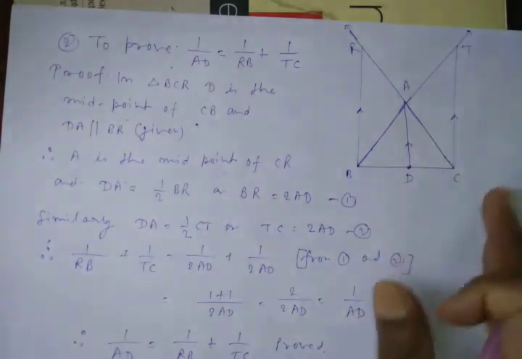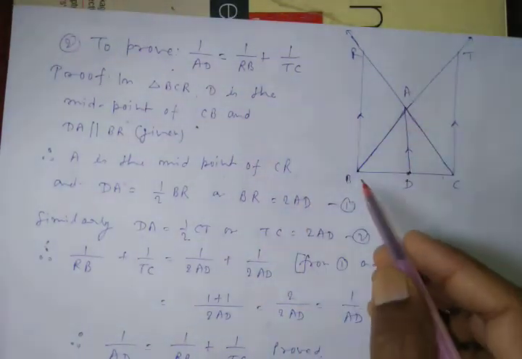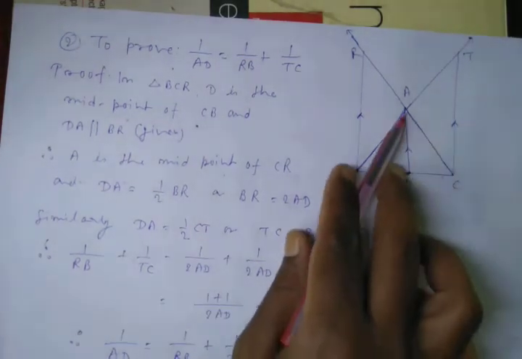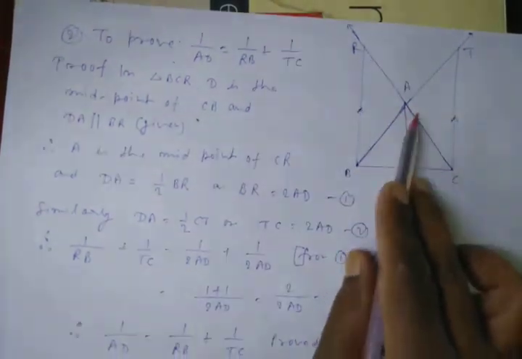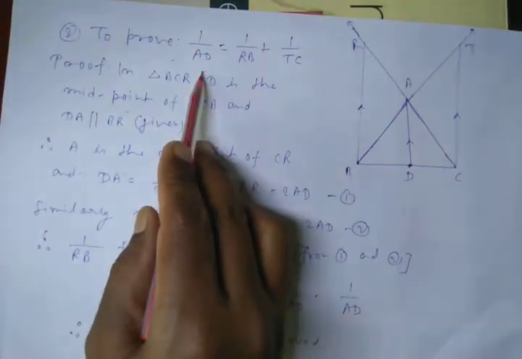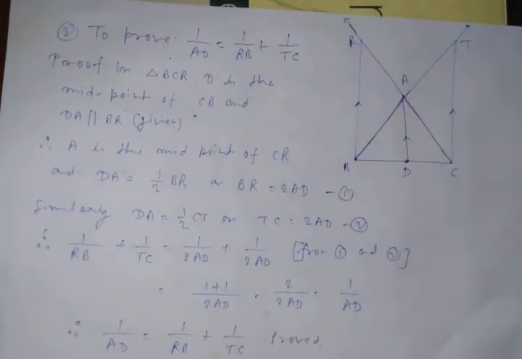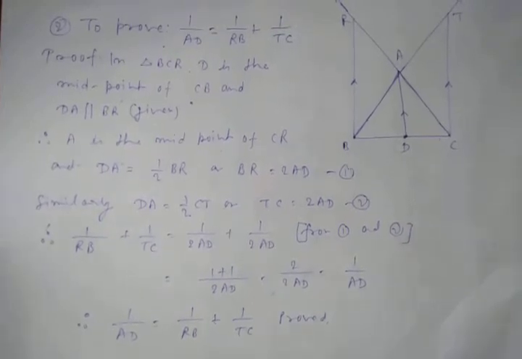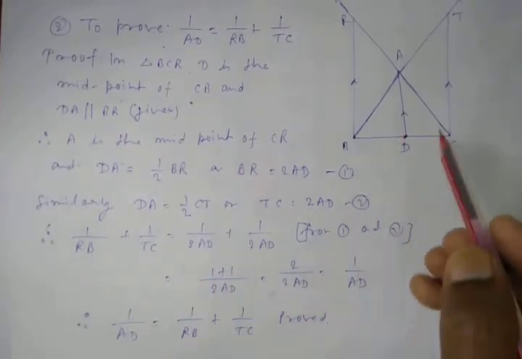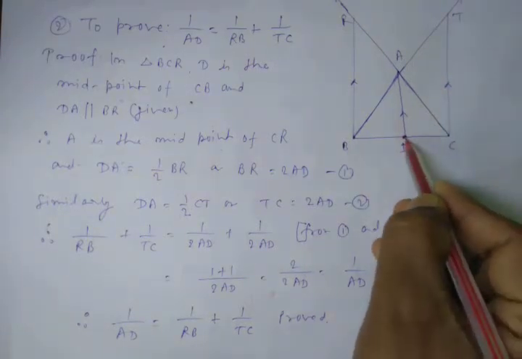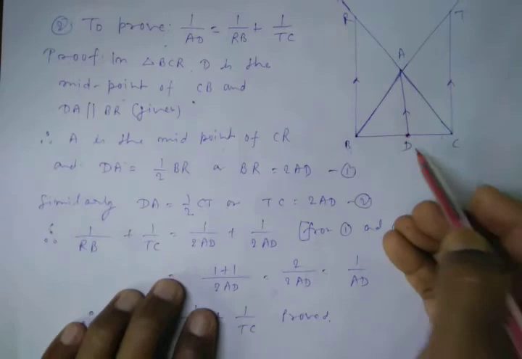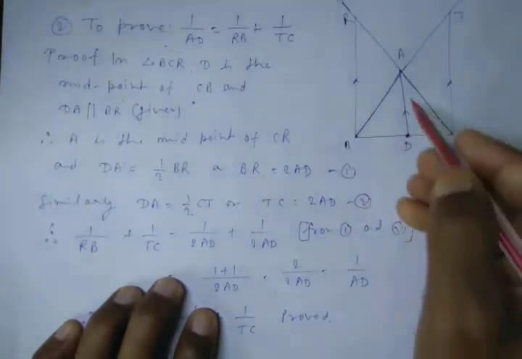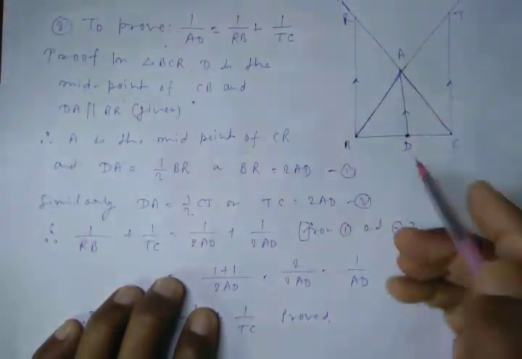BR and TC are drawn parallel to AD, and these BR and TC intersect CA produced at R and BA produced at T. Then we have to prove that 1 by AD equals 1 by RB plus 1 by TC. So again, here you can see the whole solution in one frame. Now D is the midpoint of BC, and DA is parallel to BR. These two lines are parallel to AD.